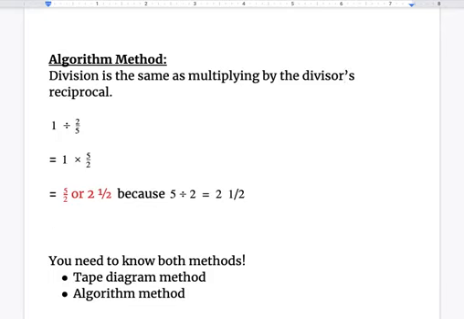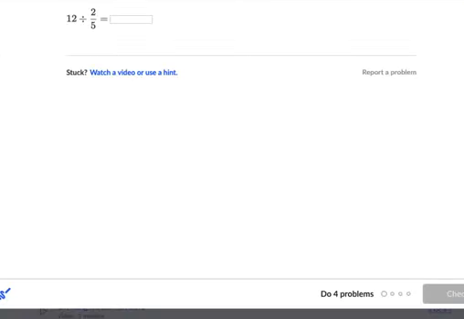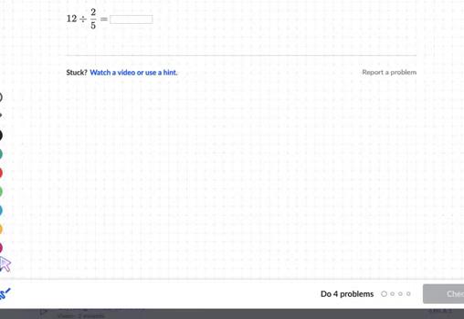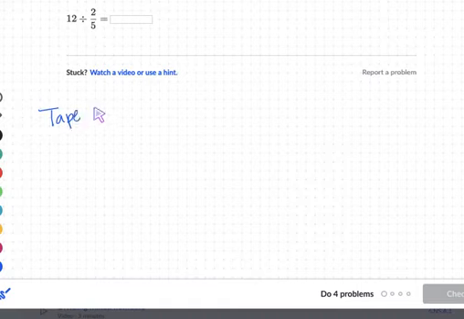Let's move on now to an example on Khan Academy. Here's our example on Khan Academy. 12 divided by 2/5. I'm going to go ahead and use the tape diagram method first. You should do that as well. Make sure you pause this video, try the tape diagram method and the algorithm method. Okay, tape diagram method first.